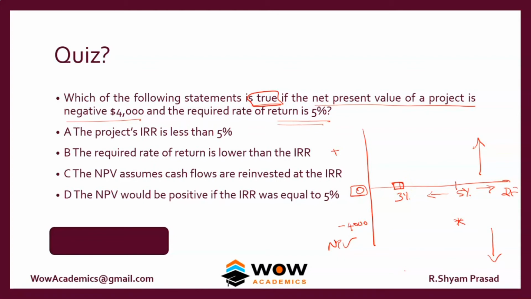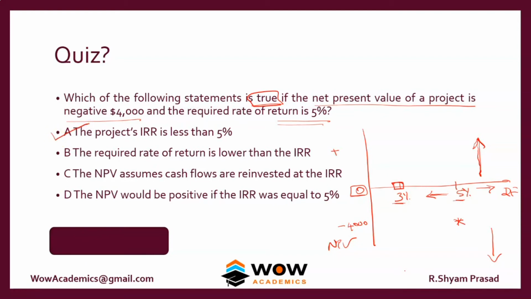Roughly we'll do it. If we decrease the discount factor, NPV will go higher. So we'll just assume that the NPV goes higher, and we get something like 3%. So is this right? The project's IRR is less than 5%. The project's IRR of 3% is less than 5%. The answer is right. Yes.